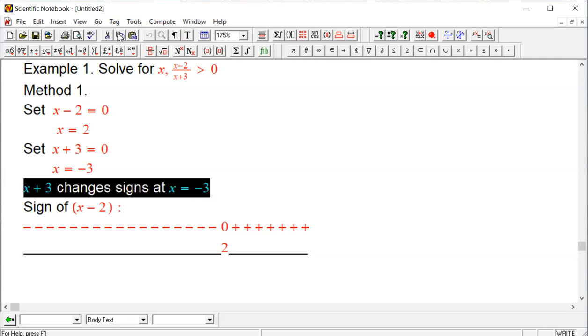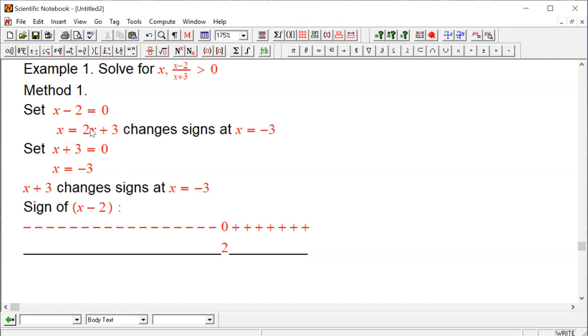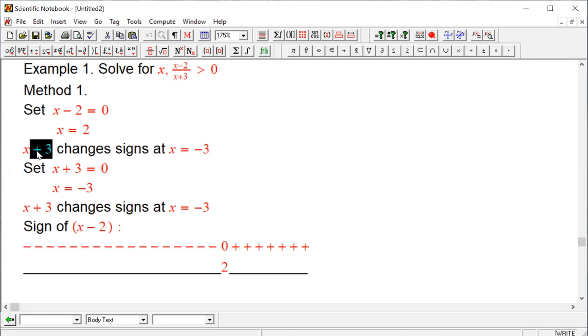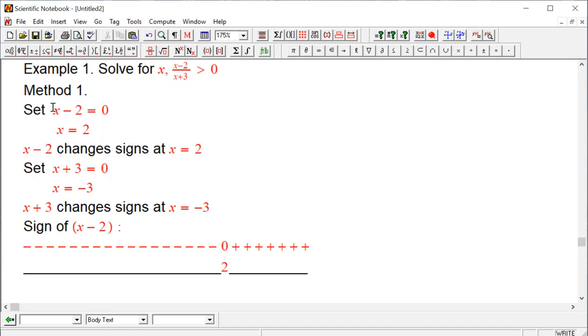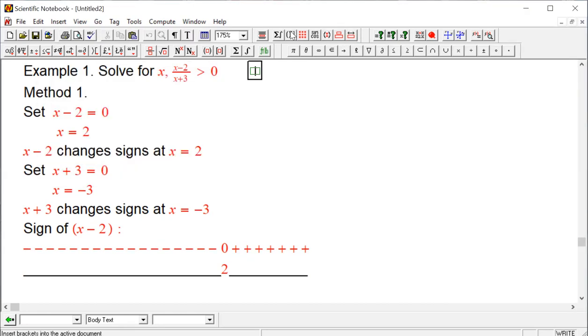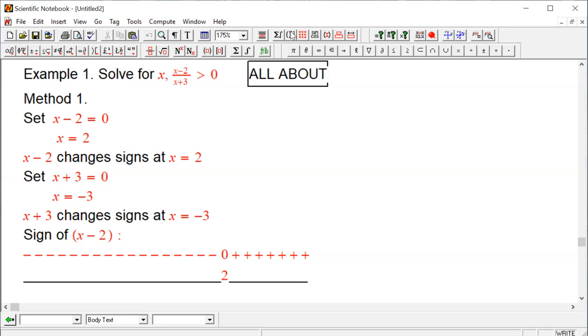For a similar reason, we know that x minus 2 changes sign at x equals 2. So the reason we set these two equal to 0 is to identify the points where the relevant expression changes sign. Solving inequalities, it's all about sign.